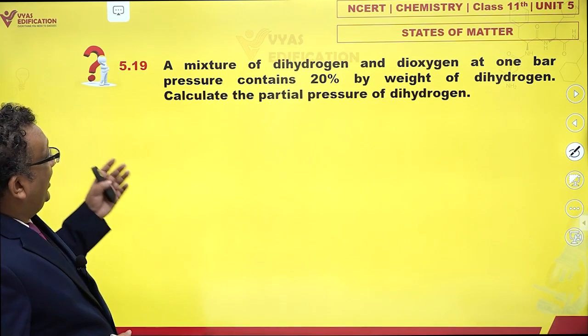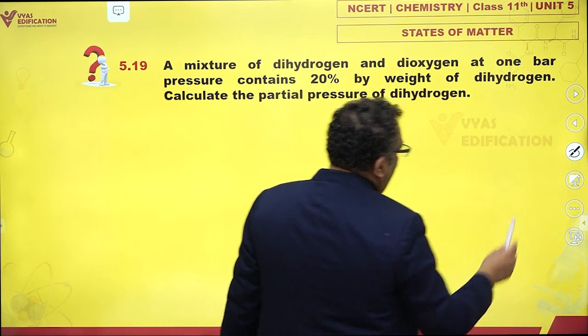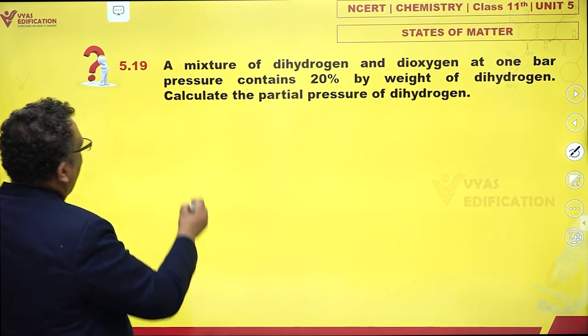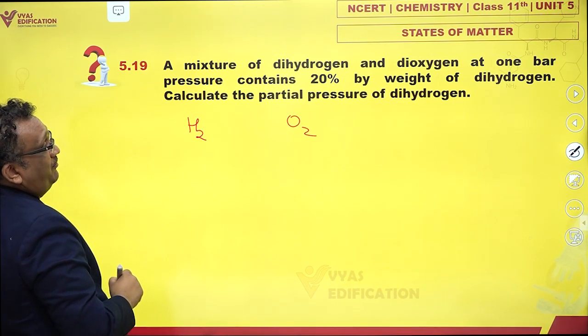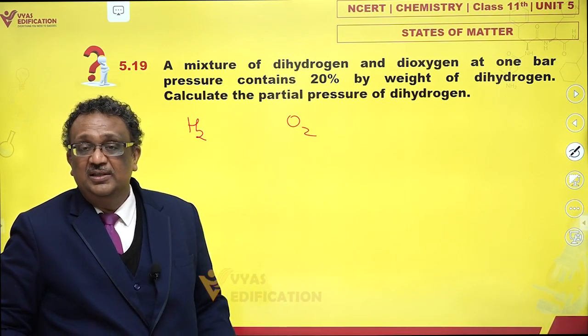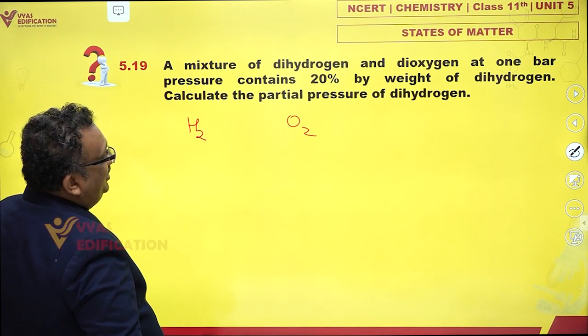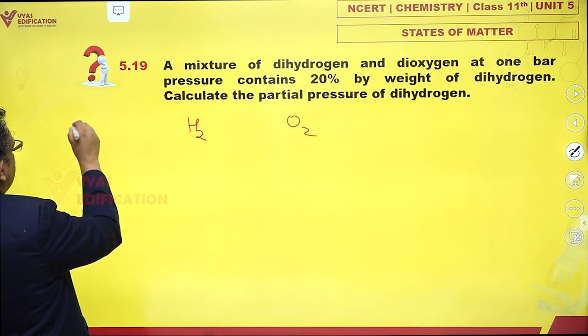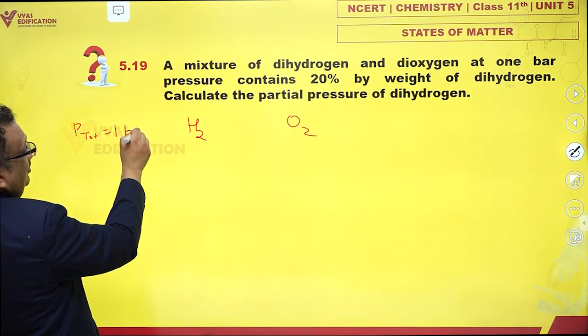A mixture of dihydrogen and dioxygen. Now I am given a mixture, so let me sketch a mixture also. I have H2 and I have O2 at 1 bar pressure. Now 1 bar is pressure of what? That is the total pressure actually. It contains 20% by weight dihydrogen. Now pressure, P total, is 1 bar.